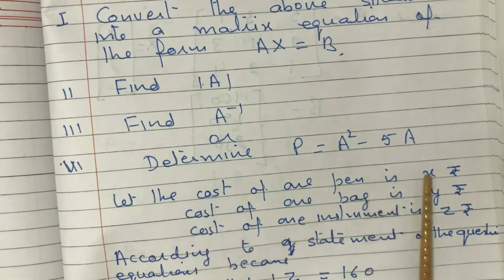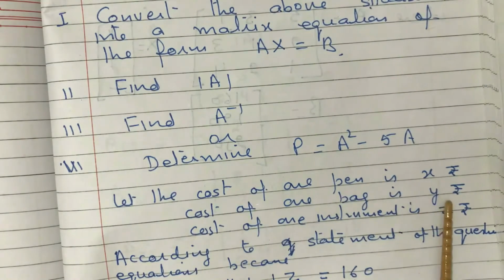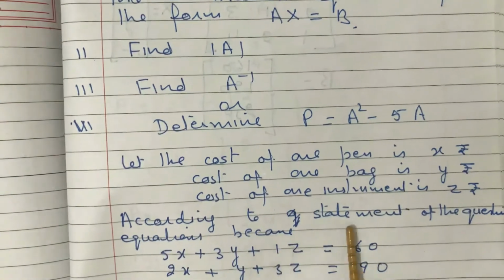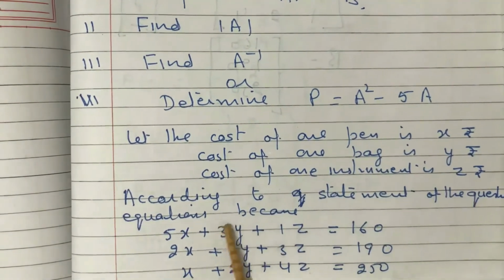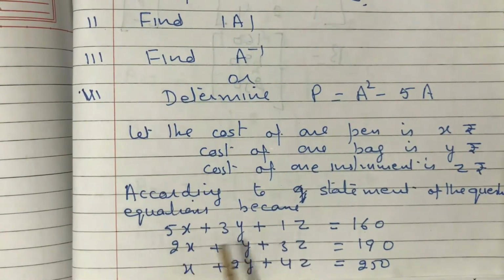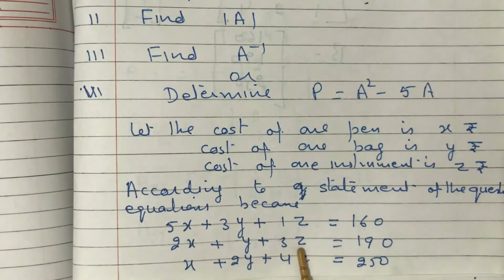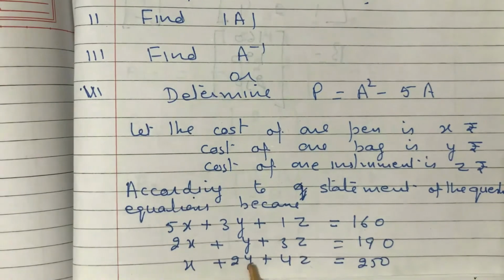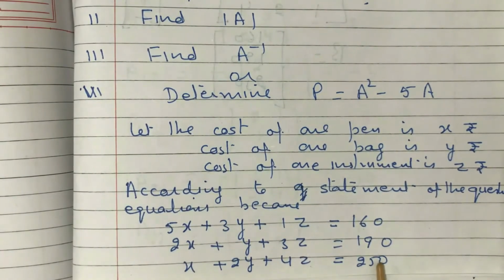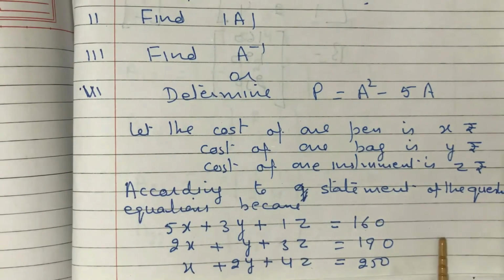Let the cost of 1 pen be x rupees, the cost of 1 bag be y rupees and the cost of 1 instrument box be z rupees. According to the statement of the question, the equations become 5x + 3y + z = 160, 2x + y + 3z = 190, x + 2y + 4z = 250. I think it's easy. You all can make it.